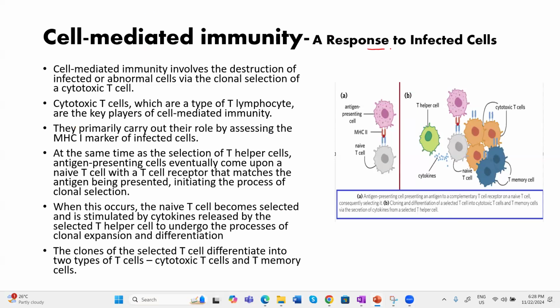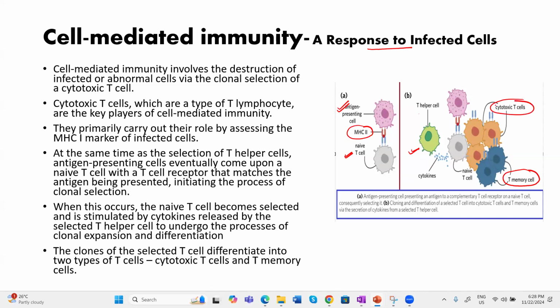Cell-mediated immunity is a response to the infected cell. Understand this concept again very carefully. Please understand. Okay, beta. Here what happened? This is an antigen presenting cell. It is displaying on its MHC2 one antigen fragment, and this immature T cell will be selected, means the T helper cell is selected, and what it will do, it will release a cytokine for its own clonal expansion and differentiation. And it will differentiate into two types of cell, memory cell and cytotoxic cell.